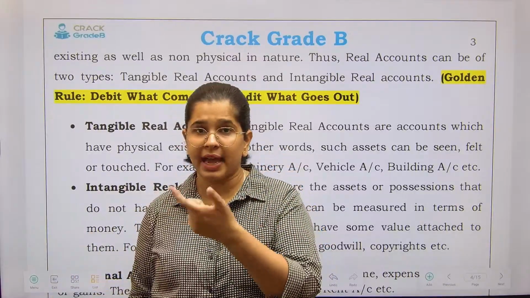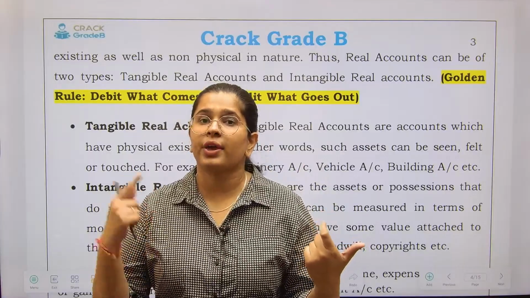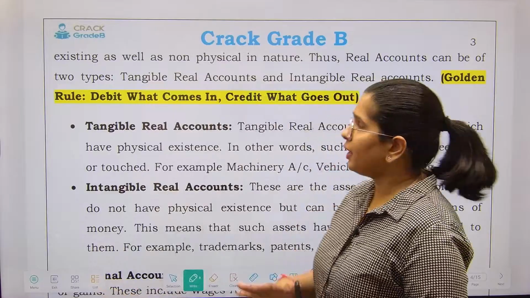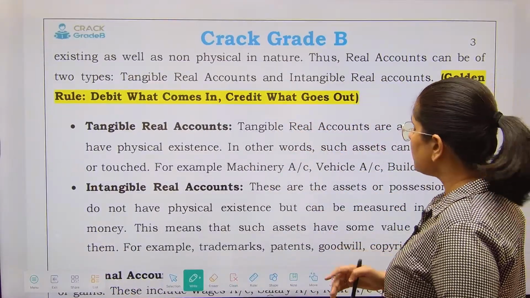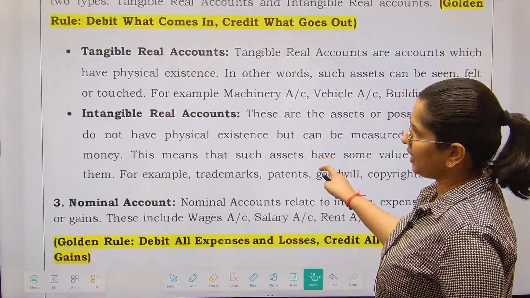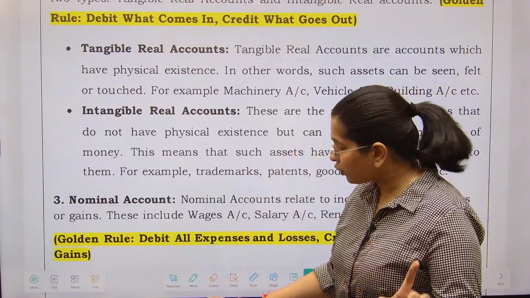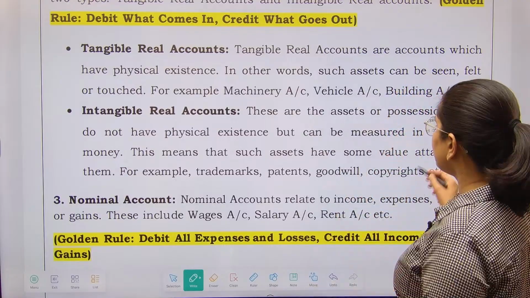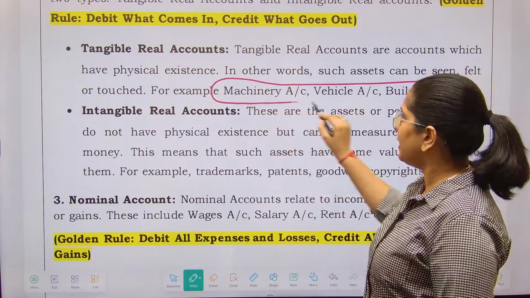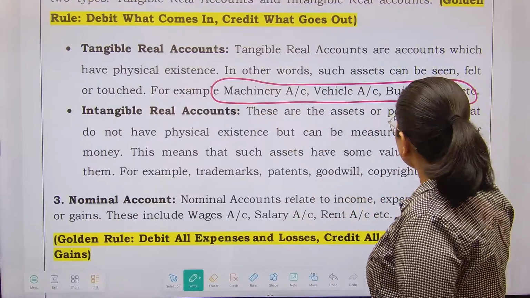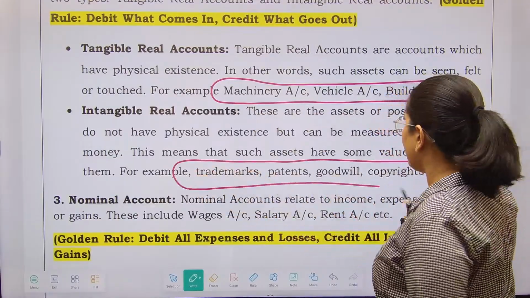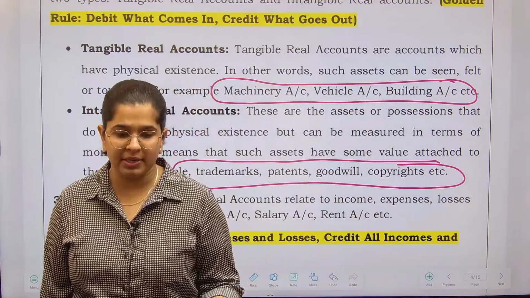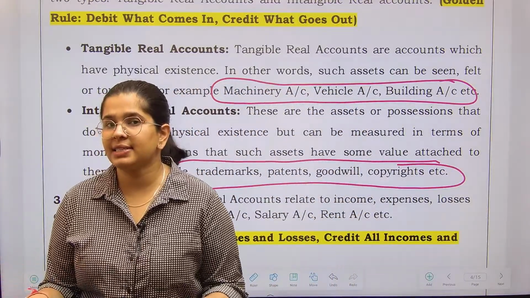Machinery debit, because that comes in, cash is going out, that is why I am going to credit it. Okay, there are two bifurcations in the real accounts. First one, we have the tangible and then we have the intangible. I'm not going to explain it because we all understand it. Just see the example. Tangible means the vehicle, machinery, buildings, etc. And intangible means goodwill, copyrights, trademarks, patents, etc., which exist only on the papers. There is no physical existence as such.